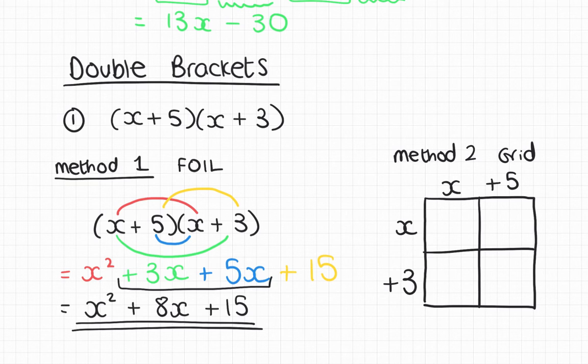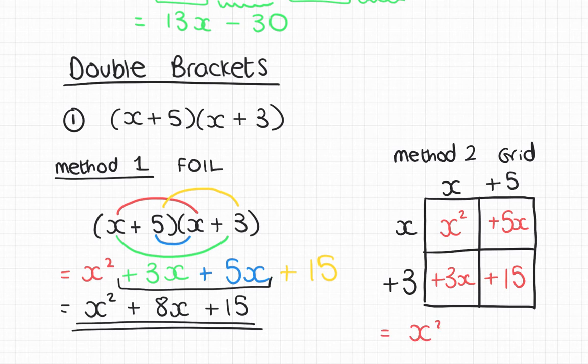Then I fill in these inside parts by just multiplying what's on the side of each box. The top left box here is x times x, that's x squared. The next box is x times 5, plus 5x. The next box is plus 3 times x, plus 3x. And the last box is plus 3 times plus 5, which is plus 15. The 4 things in your box are the same as the 4 things in the multicoloured row across. And all you need to do then is exactly the same.